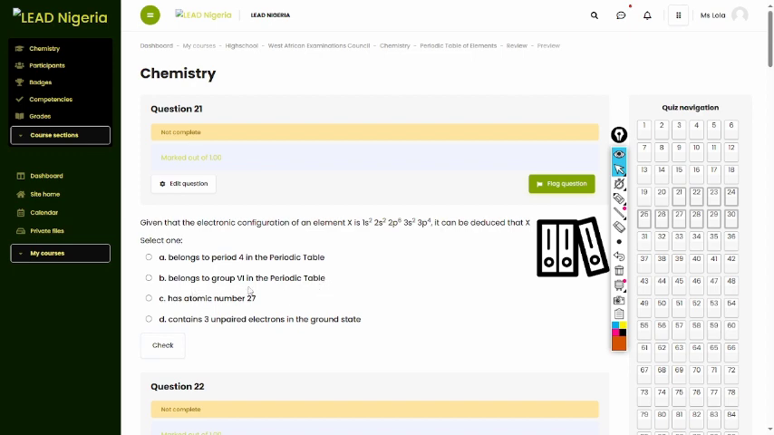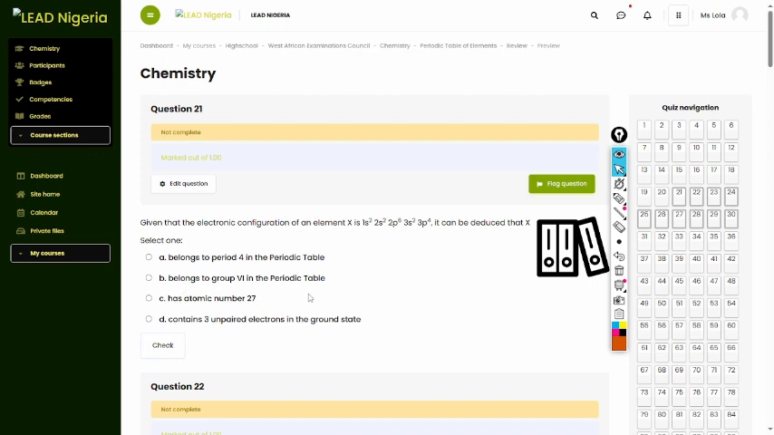B: belongs to group 6 in the periodic table. So the group is the total number of electrons in the highest shell or the outermost shell. So the outermost shell here is shell 3. And the total number of electrons under shell 3 is 2 plus 4. And that is 6. So it means B is correct.